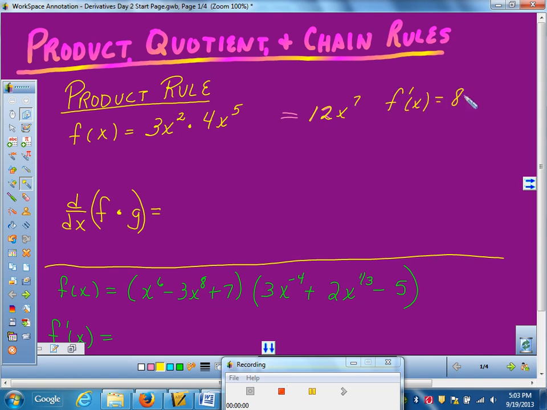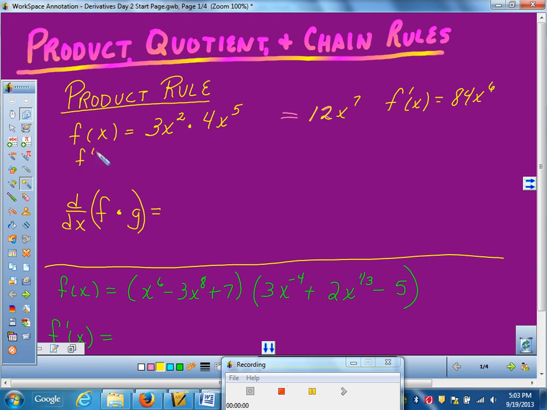But I want to point out to you that if I give you bigger quantities, if you had a quantity with five terms times a quantity with four terms, you wouldn't want to multiply that together first and then do the derivative. We'd rather be able to do the derivative before we multiply it. So I want to show you why just doing power rule doesn't work.